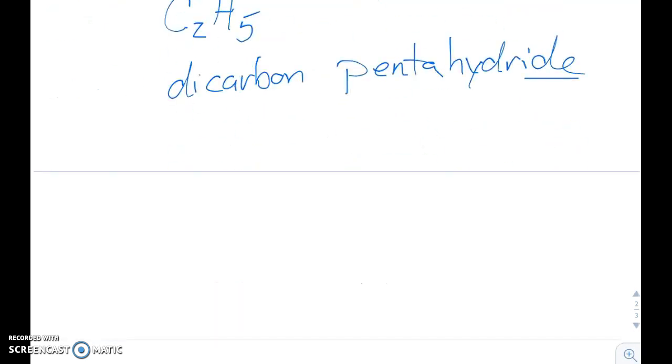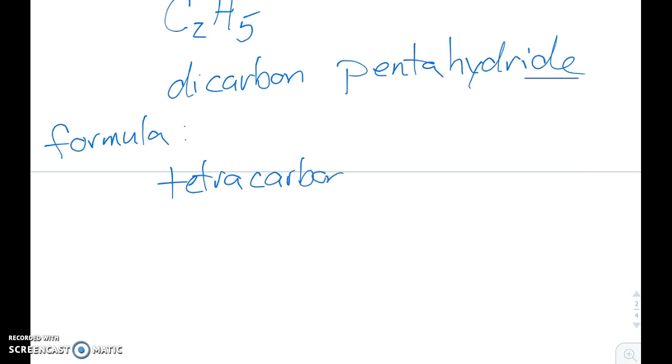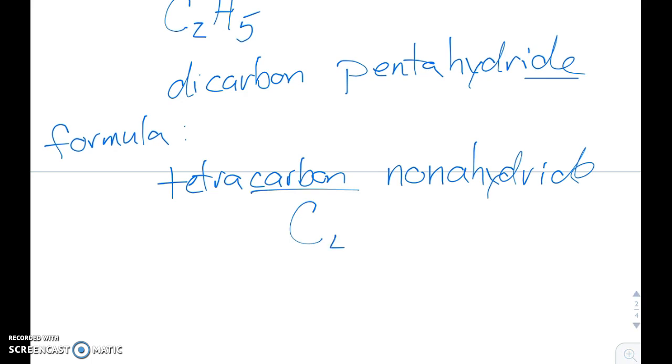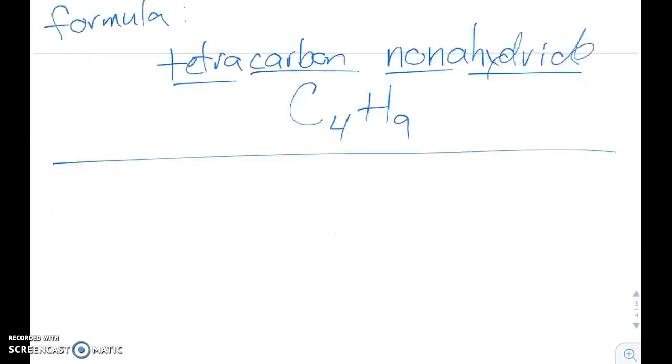Okay, lastly, if you're going to formula write, pretty straightforward. If you see something like tetracarbon nonahydride, you go C because you see carbon. 4 is tetra. Non is 9, and you see hydrogen. Okay, and again, that's not actually a compound. I'm just making stuff up for the sake of examples. Okay, hopefully that was helpful.